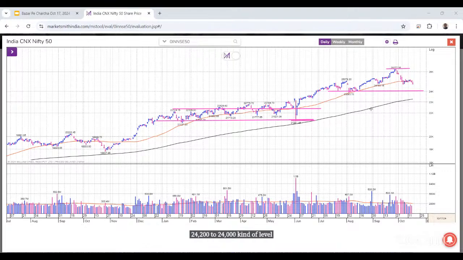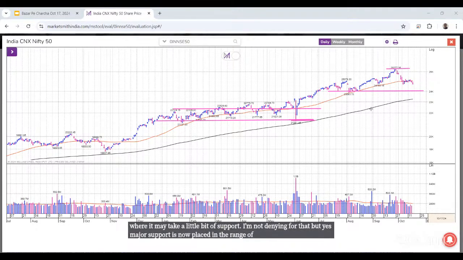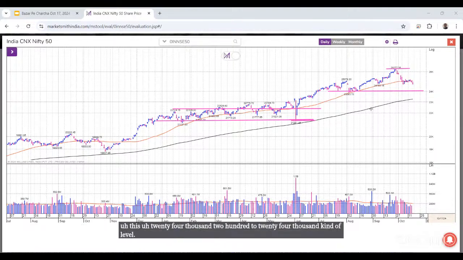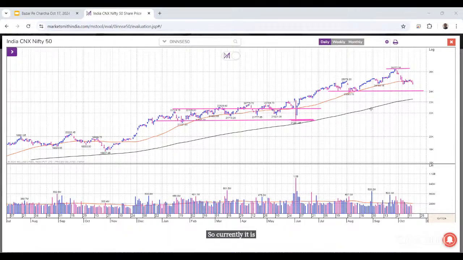But yes, in between that, the 100 DMA is placed in the range of 24,500 kind of zone. So maybe 24,500 is a level where it may take a little bit of support. I'm not denying that, but yes, major support is now placed in the range of 24,200 to 24,000 kind of level. So currently it is in the support zone. I am not denying that. The current zone, that is 24,800, 24,700, is a major support area.